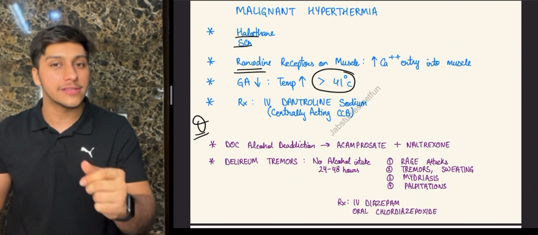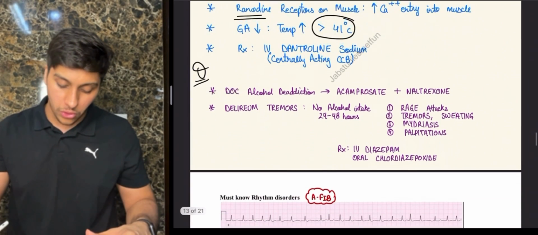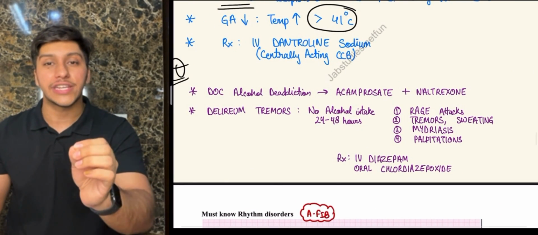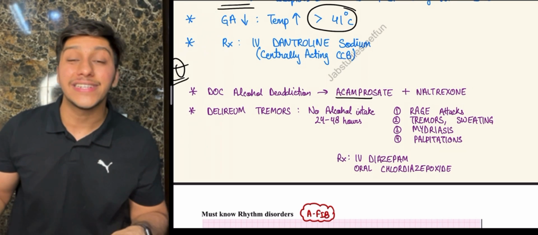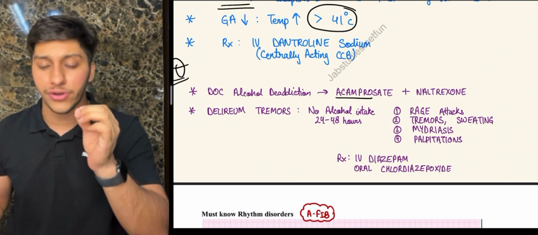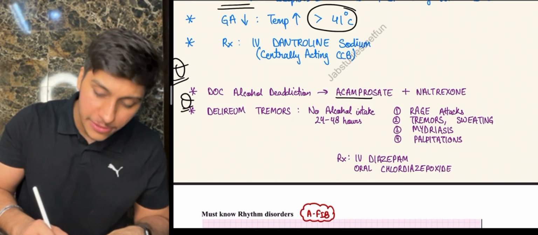Talking about DOCs, I was just solving a few questions. Let's add this also as an integrated part. So the drug of choice for alcohol de-addiction, if they ask you, is going to be acamprosate and naltrexone, okay. Acamprosate and naltrexone.